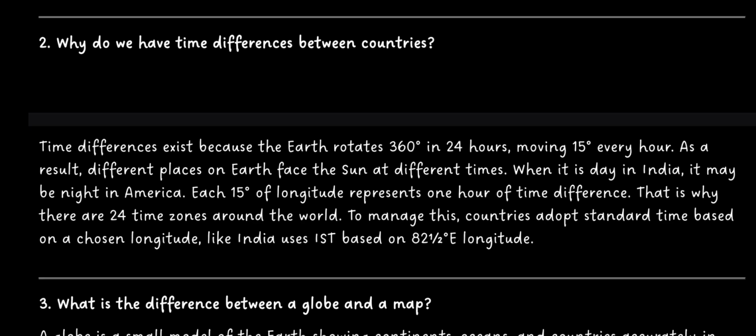Each 15 degree of longitude represents 1 hour of time difference. That is why there are 24 time zones around the world. To manage this, countries adopt standard time based on a chosen longitude. Like India uses IST based on 82 degree and a half east longitude.